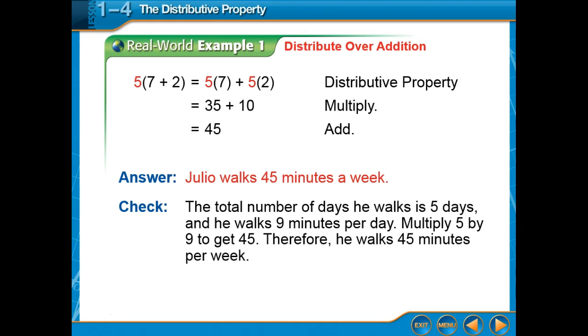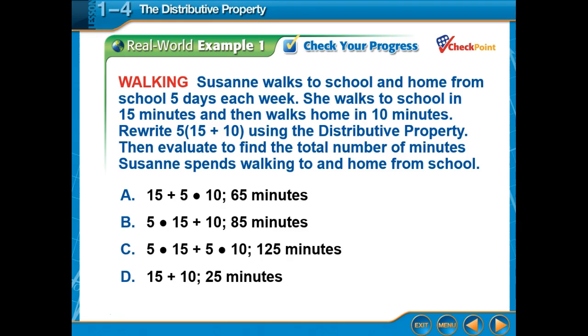Understanding how the distributive property works when you have nothing but numerical values will help you when you get to the point where you have variables, which we're going to get to very quickly. Check your progress by pausing the video now and working out this problem.